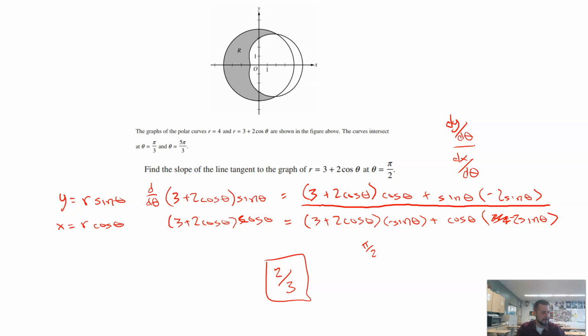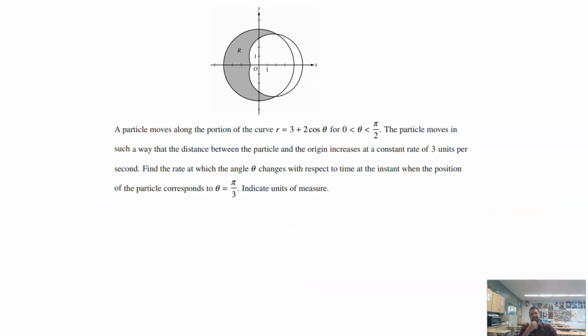That one, again, is a little bit rough just because it takes so long to find the derivative of the slope of the tangent line. Letter C says we've got a particle moving along that curve. The particle moves in such a way that the distance between the particle and the origin increases at a constant rate of 3 units per second. So it's saying the distance between here and where it's traveling on that curve is increasing at a rate of 3 units per second. So really what that's saying is dr dt is equal to 3. And that's by far the trickiest part of this whole problem, because what I realize now is it wants to know the rate at which the angle is changing.